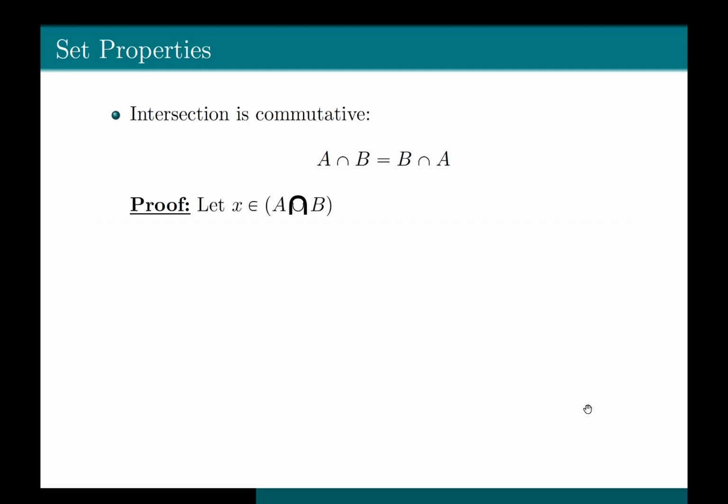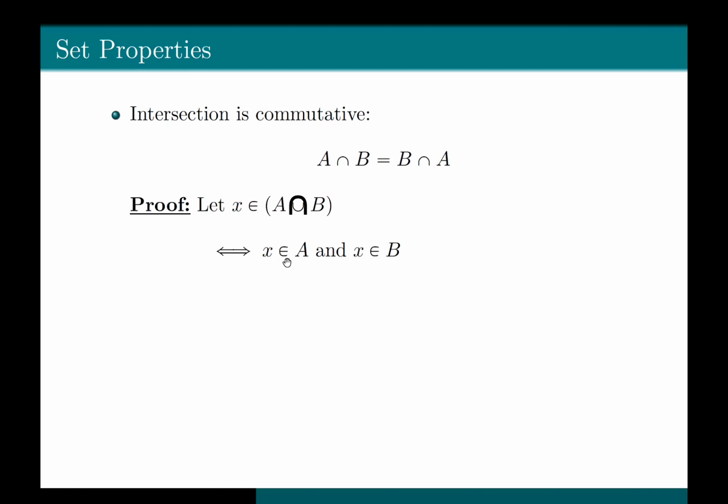So now we'll first prove that A intersection B is a subset of B intersection A. So how do we do that? We take any random element in A intersection B. If x belongs to A intersection B, then x belongs to A and x belongs to B.